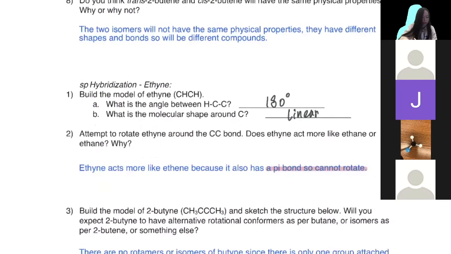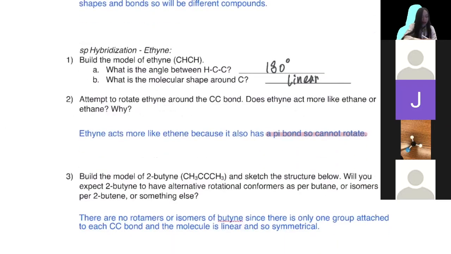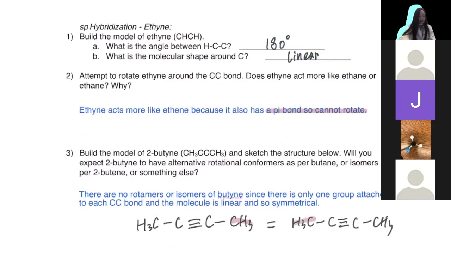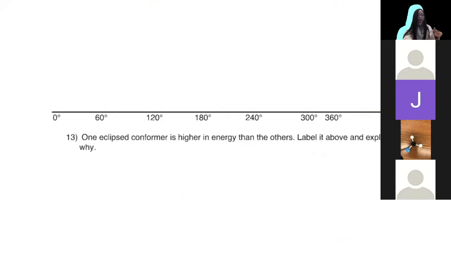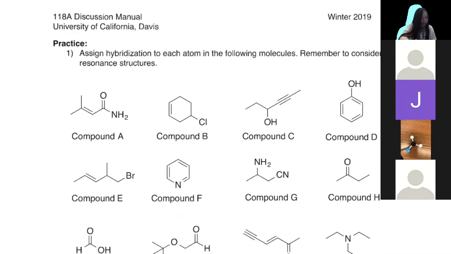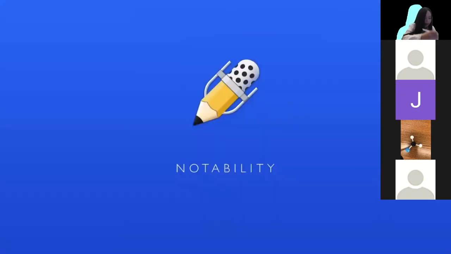And then build a model of, let's say, 4 carbons, 2-butyne, and sketch the structure. Would you expect it to have alternative rotation? No, because it's going to look the same. There's no difference. So we ignore all the measurements because that's going to be different on each model. That's basically the end of the discussion.